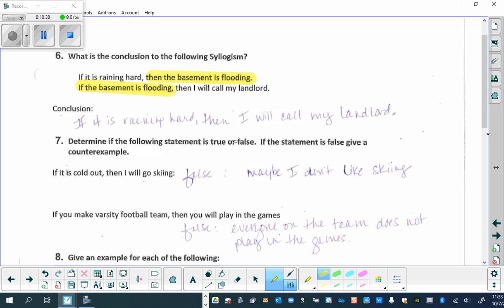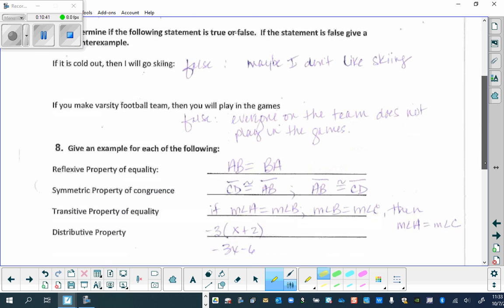If it's cold out, I will go skiing. I don't know. It can be cold. It's cold out lots of days that I don't go skiing. If you make the varsity football team, then you're playing the games. Nah, not always. You can stand on the sidelines.